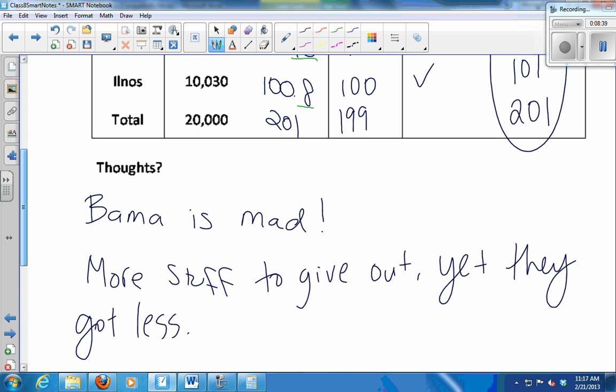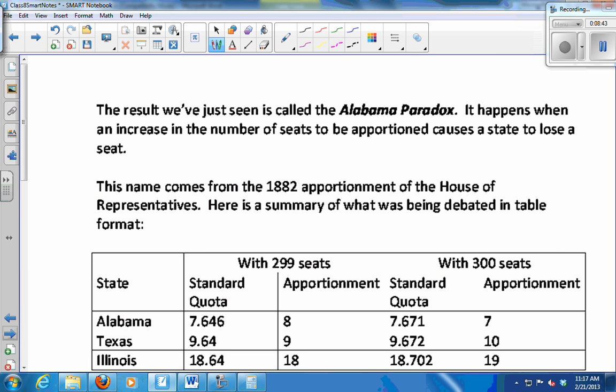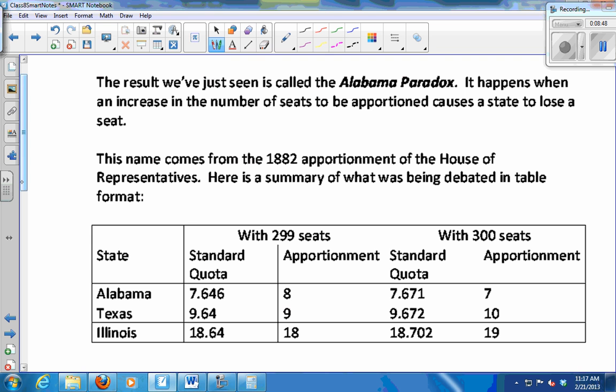So this is called the Alabama paradox. It happens when an increase in the number of seats to be apportioned causes a state to lose a seat. And the name comes from the 1882 apportionment of the House of Representatives. So basically, this happened to Alabama in 1882.